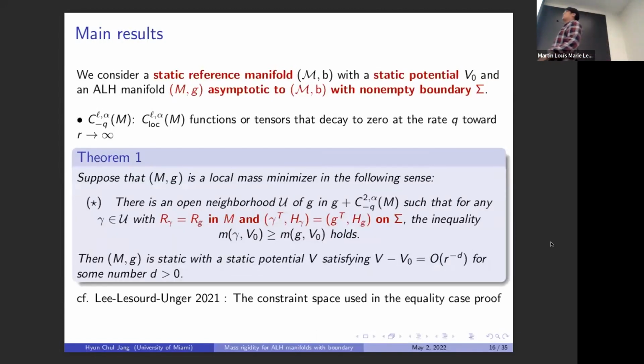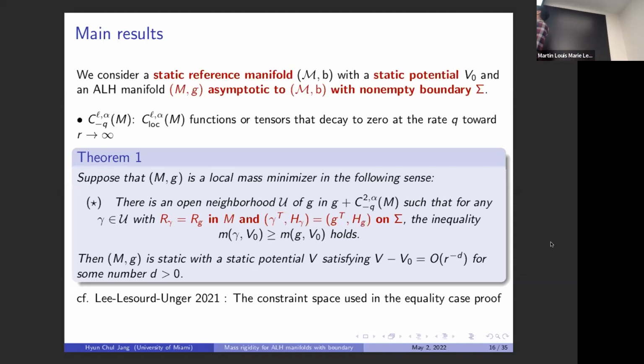Okay, so now we can state our first theorem. Suppose that (M, g) is a local mass minimizer in the following sense. There's an open neighborhood U in this affine Banach space. Then for any gamma in that open neighborhood with the scalar curvature fixed, and the boundary metric and mean curvature also fixed, the mass inequality is true, okay? All right, then the conclusion is that (M, g) must be static with a static potential V satisfying this condition. So V asymptotically behaves like V naught, okay? Right.